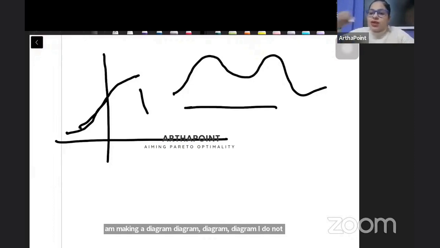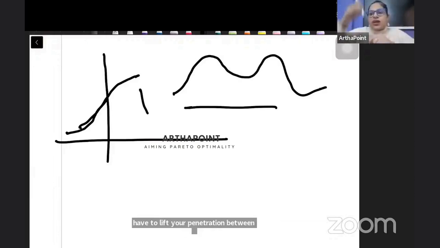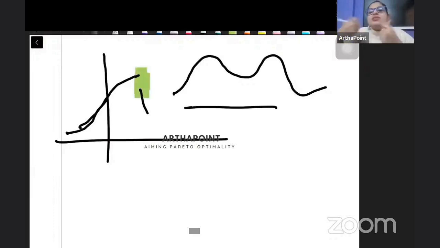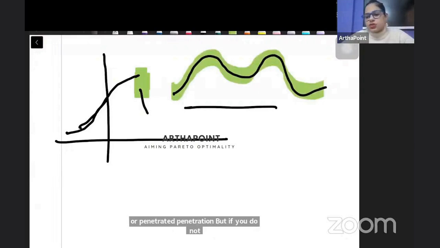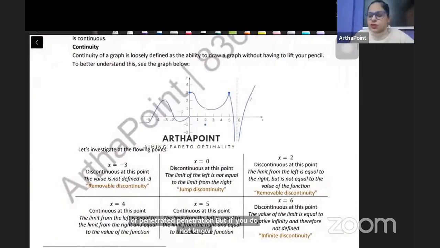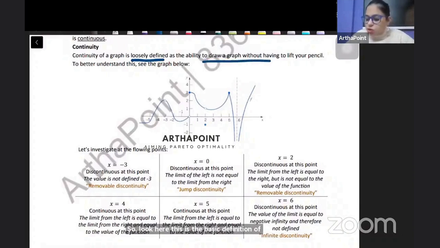So if you have to lift your pen in between, अगर आपको 1 मिनट के लिए पेन उठा के बनाना पड़े, that means that at that point there might have been some discontinuity. But if you don't have to lift your pen और एक साथ आप बना पा रहे हो, that means that this is a continuous function. So look here, this is the basic definition of continuity. It says loosely defined as the ability to draw a graph without you lifting your pencil.